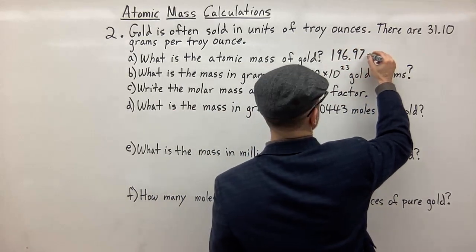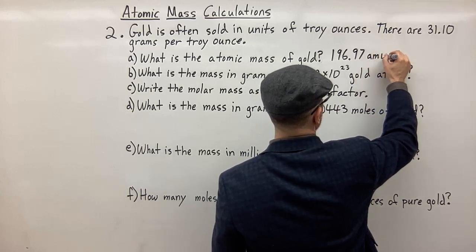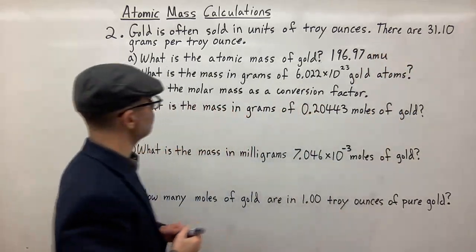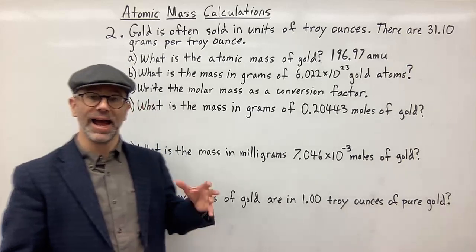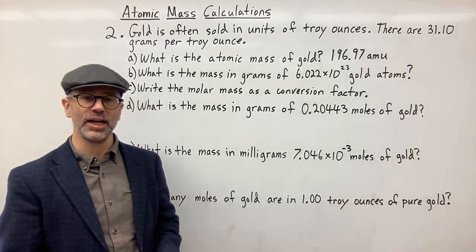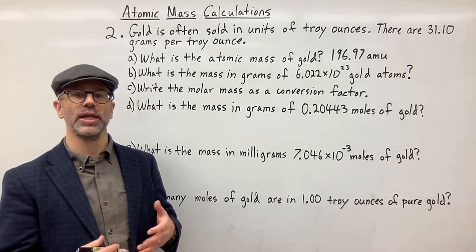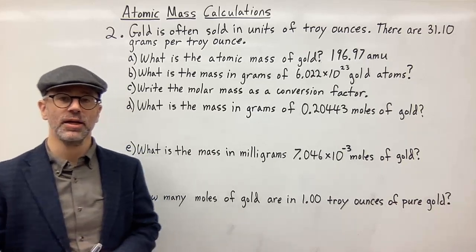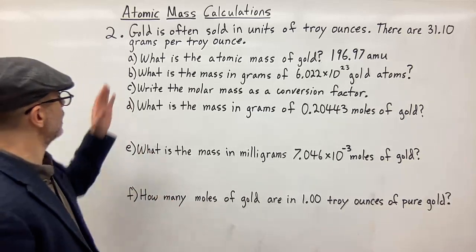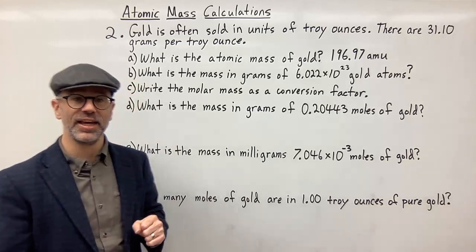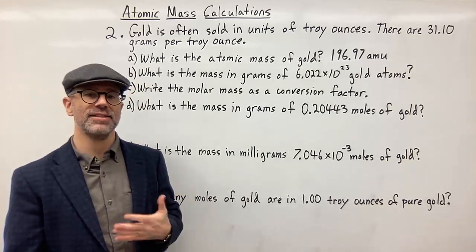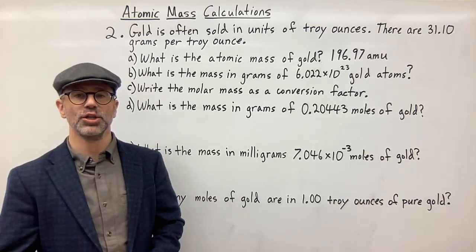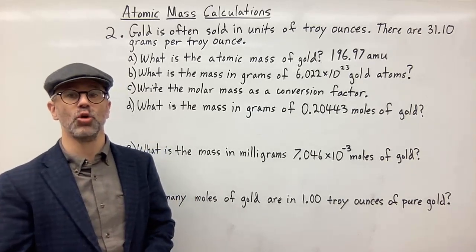196.97, and that's going to be the unit AMU. So the average mass of a gold atom is 196.97 AMUs, or atomic mass units. So that's the answer to question A. Question B, what is the mass in grams of 6.022 times 10 to the 23rd gold atoms?